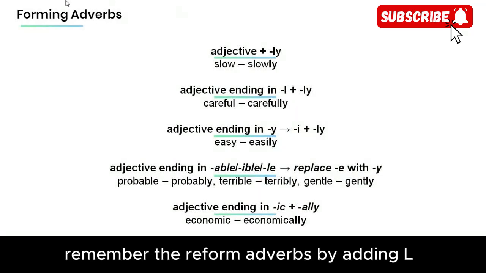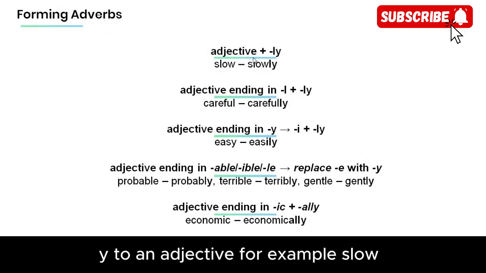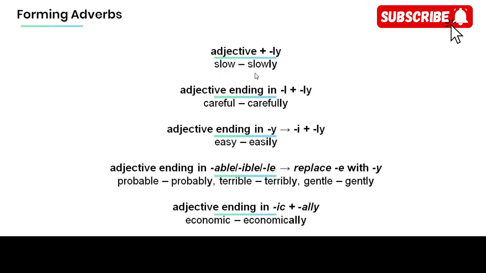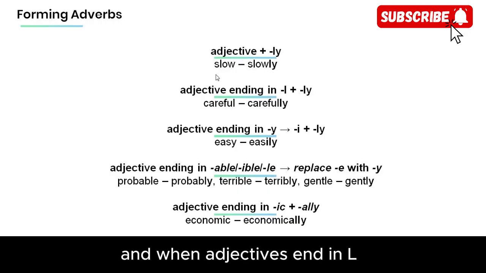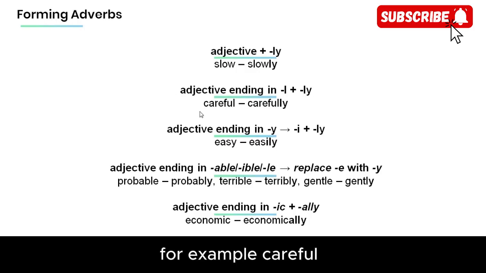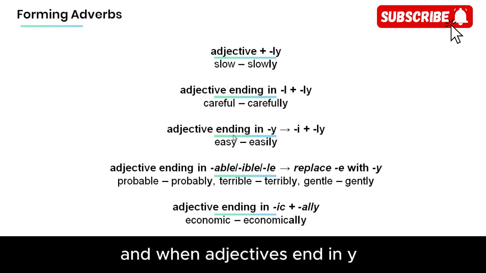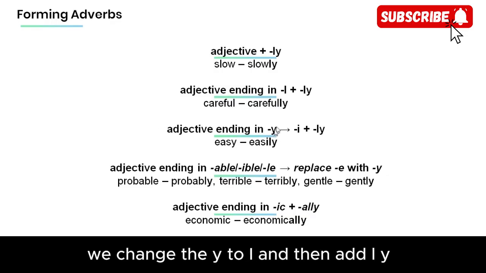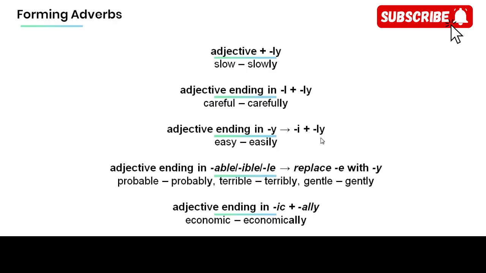Remember that we form adverbs by adding ly to an adjective. For example, slow, slowly. And when adjectives end in l, we keep the l and add ly. For example, careful, carefully. And when adjectives end in y, we change the y to i and then add ly. For example, easy, easily.